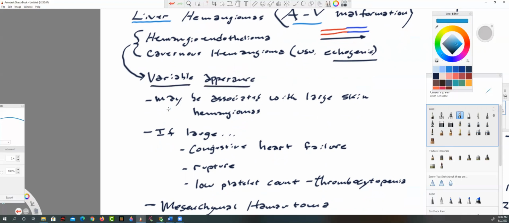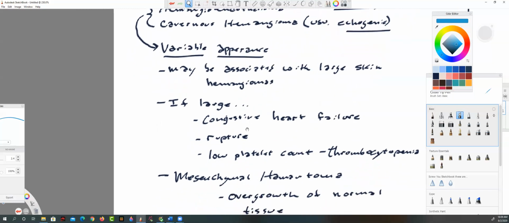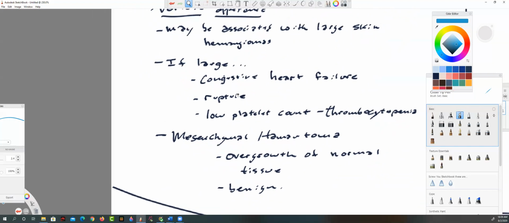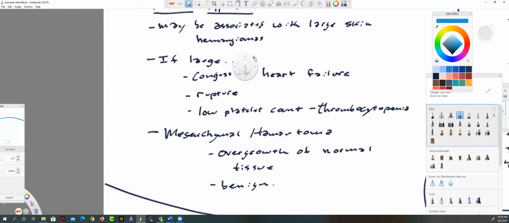They may be associated with large skin hemangiomas. So when you see a patient with a large face, neck, shoulder hemangioma, big old red hemangioma, they are associated with liver hemangiomas. So what happens on the skin sometimes actually happens inside of the body as well.